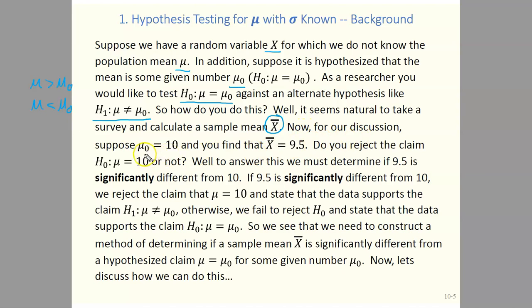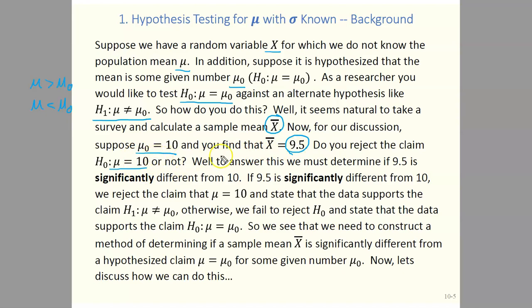Now for our discussion, suppose that mu naught is 10. And you go out and you take a sample mean, and you find out that your sample mean is 9.5. Now the question is, based on this 9.5, do we reject the claim that mu is actually equal to 10 or not? You see, it's natural that our sample mean is not going to exactly equal 10. It would be highly unlikely that our sample mean would be exactly equal to 10 if we have a large population. So naturally it's going to differ somewhat from this number.